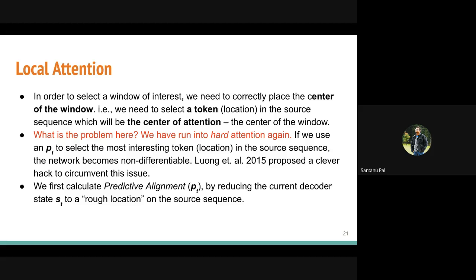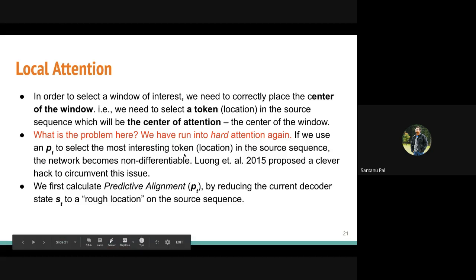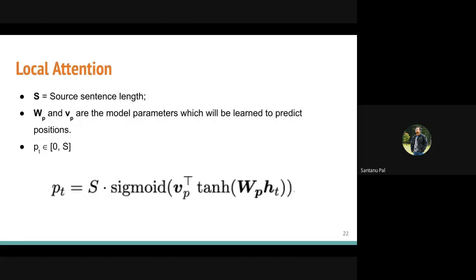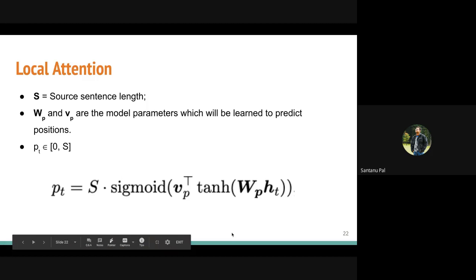But Luong proposed a clever hack to circumvent this issue. In the next slide, I will discuss the center of the window, which is called the predictive alignment token, PT: how we select the PT and what the hack is to make it differentiable. First we see how to calculate the predictive alignment position. So these are the equations.